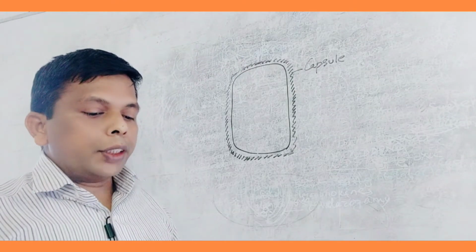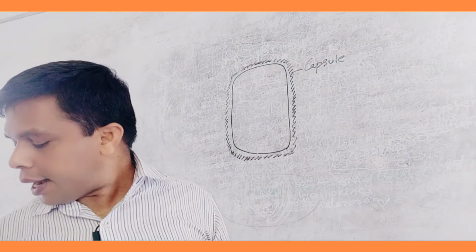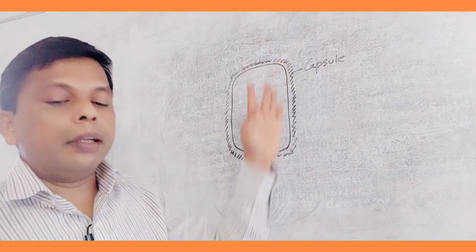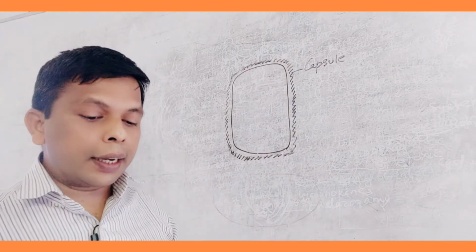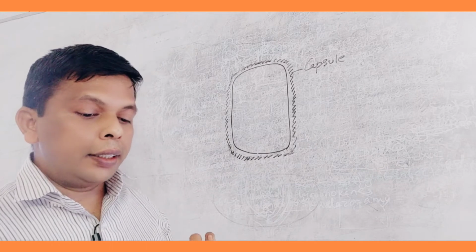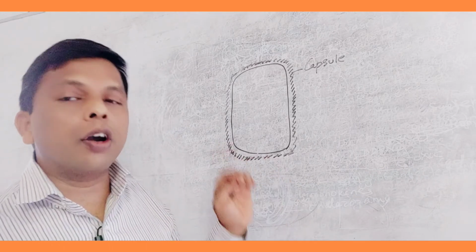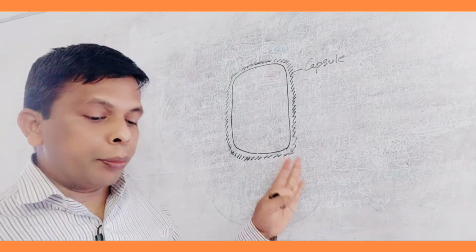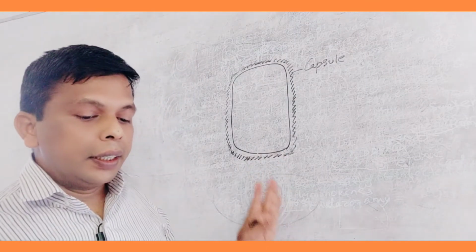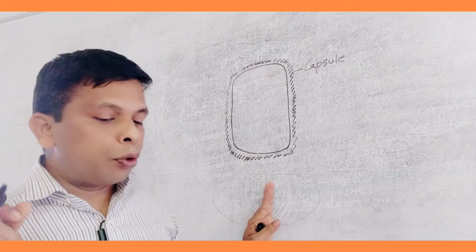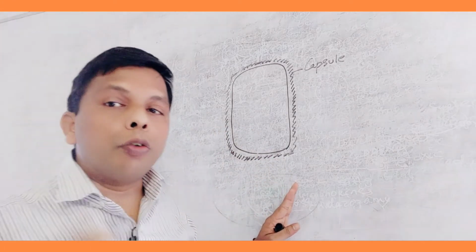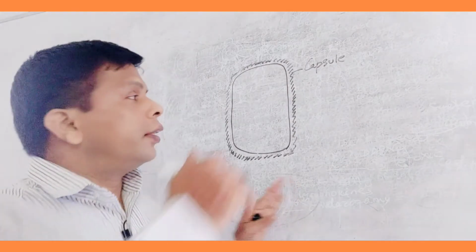What are the components of the capsule? The capsule is the outermost covering. It is formed of polysaccharide and glycoprotein component, the glycocalyx. It also gives shape to the prokaryotic cell and acts as a protective covering for the cell.